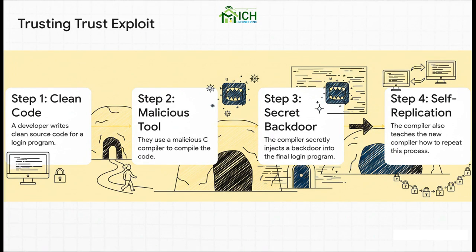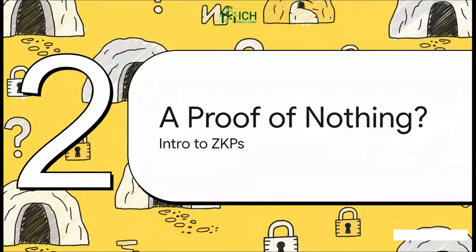But here's the real kicker. It also modifies the compiler's own source code so that the next time the compiler is built, it will teach itself how to do the exact same thing again. It's a self-replicating backdoor that's completely invisible in any source code you look at. A total ghost in the machine. So, if we can't even trust the basic tools we use to build software, how can we possibly verify anything?